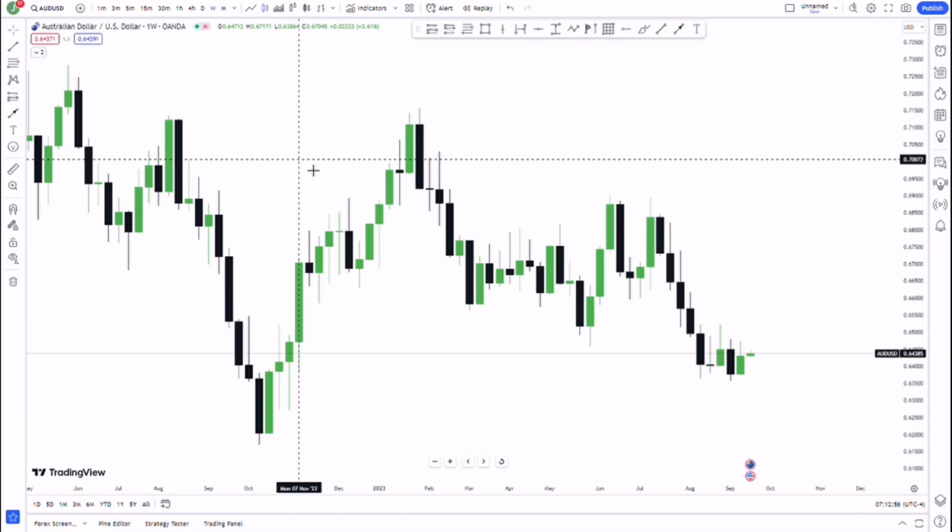Today we'll be going through a trade we took on AUD the previous week just after the CPI event.